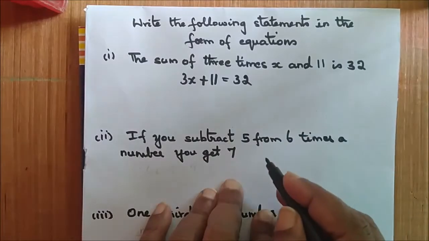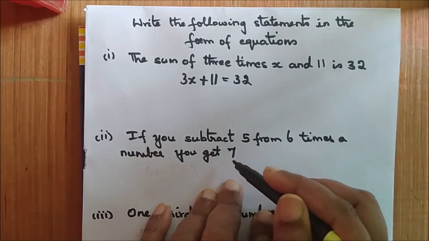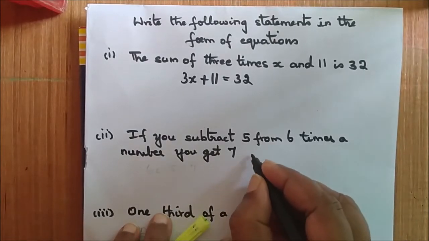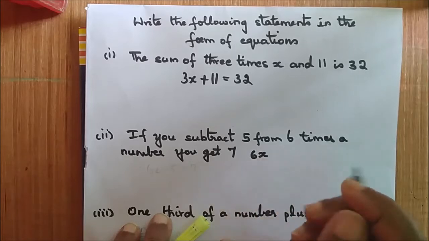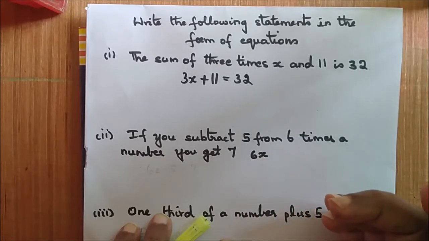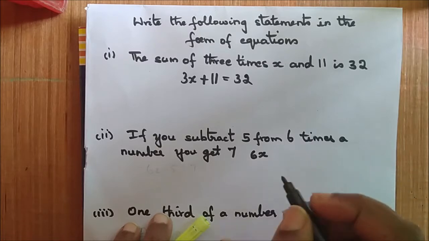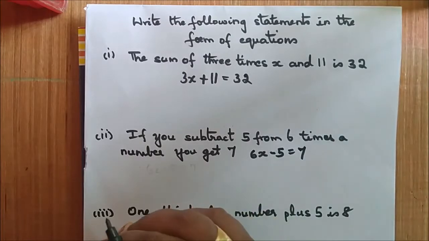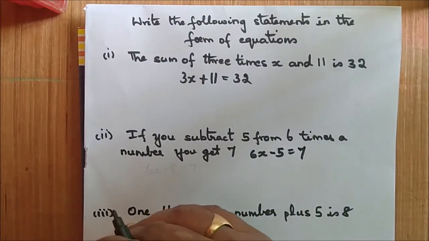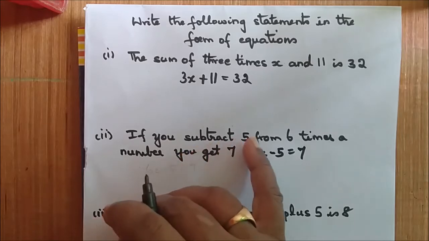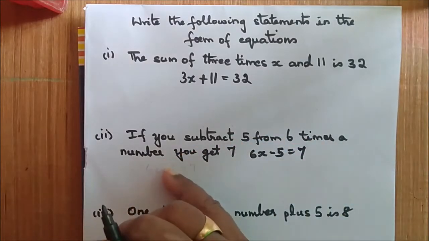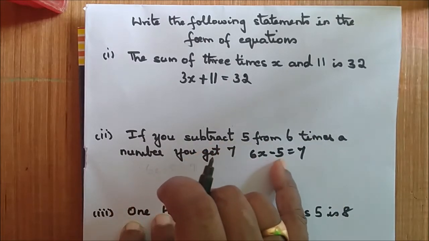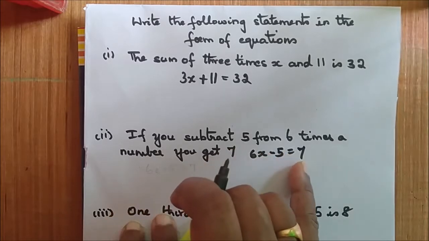If you subtract 5 from 6 times a number, you get 7. So 6 times a number, how do you write it? You write it as 6x. If you subtract 5 from 6 times a number, 6x minus 5 equals 7. This is the equation that we get from the statement. 6 times a number means 6x; I subtract 5 from that, so minus 5, and you get 7.